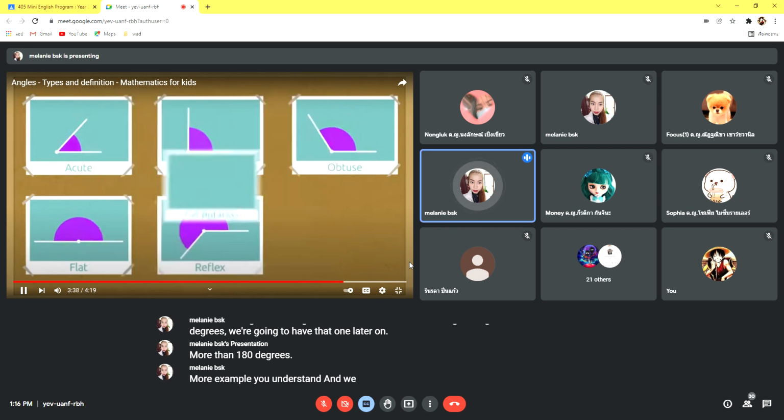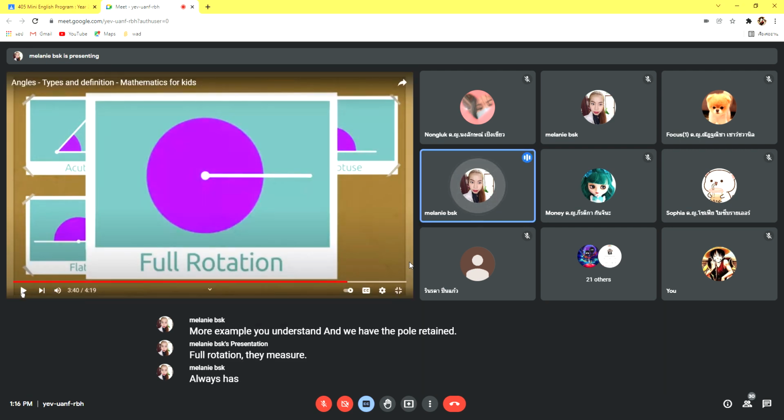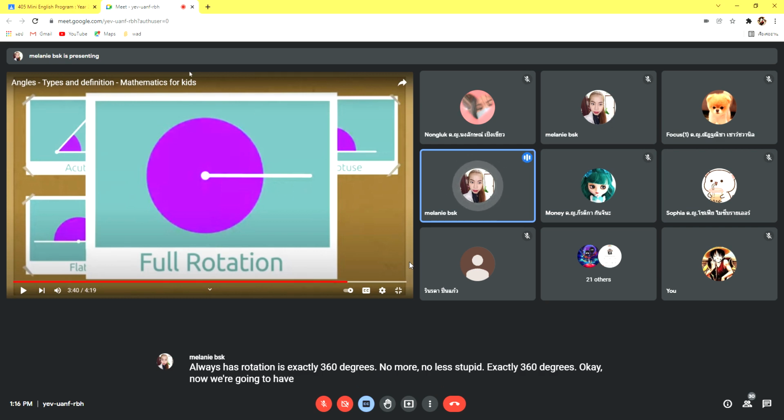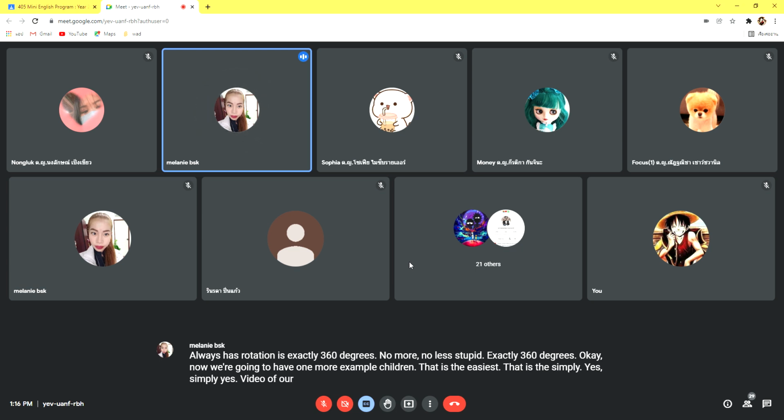And we have the full rotation. Full rotation is exactly 360 degrees. No more, no less, children. Exactly 360 degrees. Now we're going to have one more example, children. That is the easiest, the simplest video of our lesson. Just a moment, I am going to share my screen, and then we're going to have some activity, okay, children?